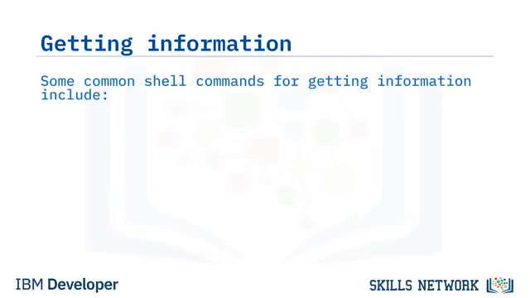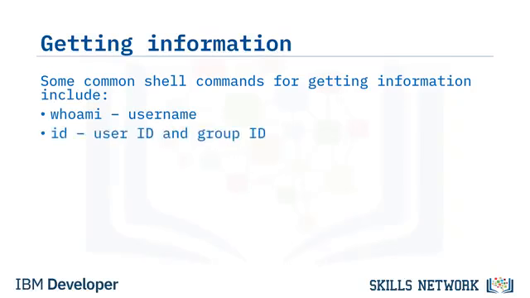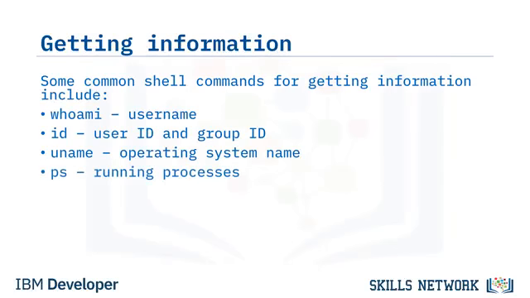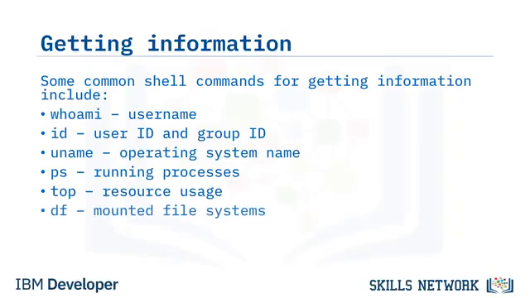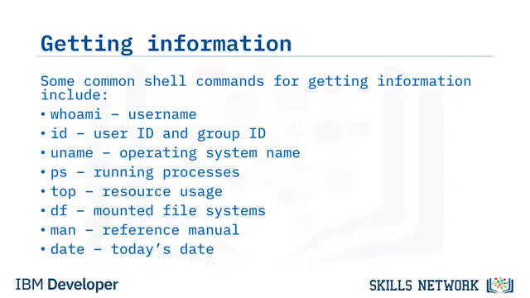Some common shell commands for getting information include whoami, which returns the user's username, id, which returns the current user and group IDs, uname returns the operating system name, ps displays running processes and their IDs, top displays running processes and resource usage including memory, CPU, and I/O. df shows information about mounted file systems. man fetches the reference manual for any shell command. And date prints today's date.